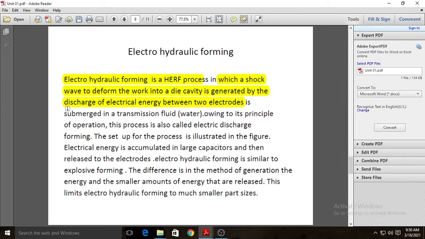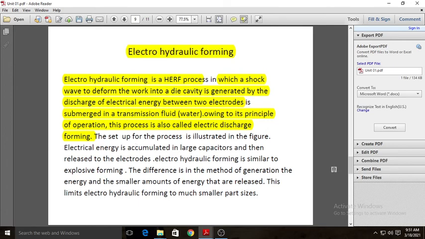When these two electrodes are submerged in a transmission fluid, which is generally water, owing to its principle of operation, this process is called electric discharge forming. So what is here in electric discharge forming? We are going to use the electric spark which is created between the two electrodes submerged inside the fluid, and because of this spark, shock waves are developed, and using these shock waves the forming process is carried out. That's why we name it electro-hydraulic forming.